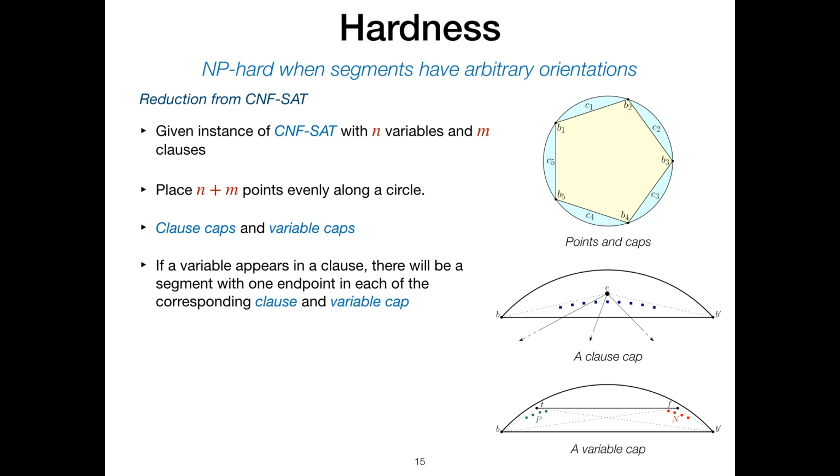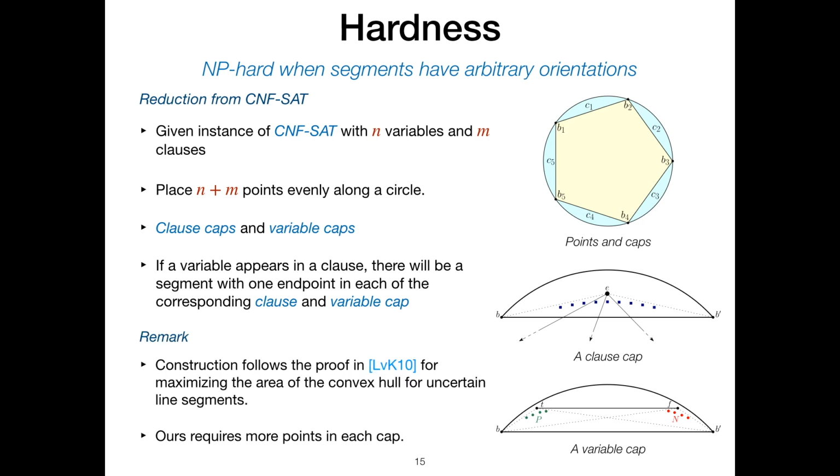If a variable appears in a clause, there will be a segment with one endpoint in each of the corresponding clause and variable caps. Our construction follows the hardness proof for the maximizing area case, but our problem requires more points in each cap, because minimizing things tends to pull the convex hull towards the center, while maximizing things pushes the convex hull towards the caps.